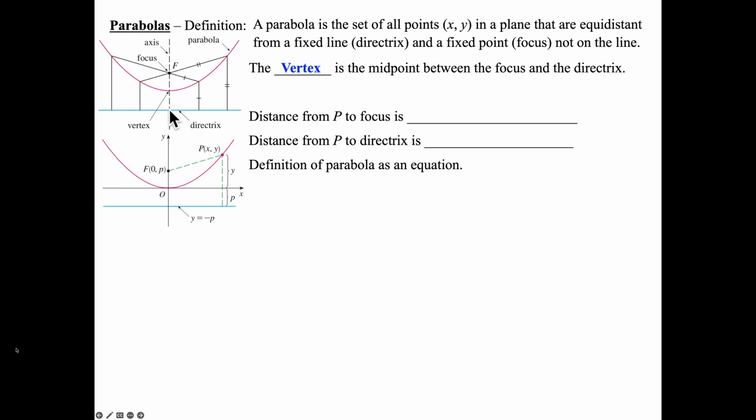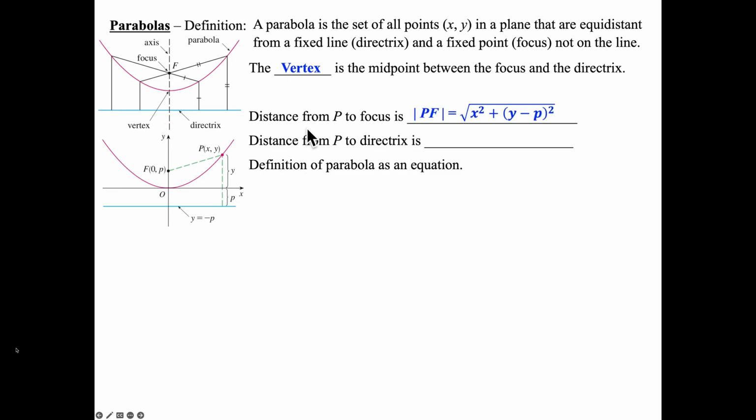And in fact, by definition, any point on this red curve, let's look at this point. The distance from the focus to that point is the same distance as that point down to the directrix line. That's why you see the two tick marks. Same thing here. Same thing here. This distance, focus to vertex, is the same as vertex to directrix.